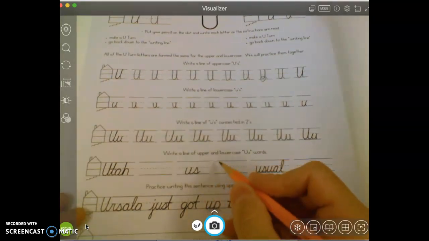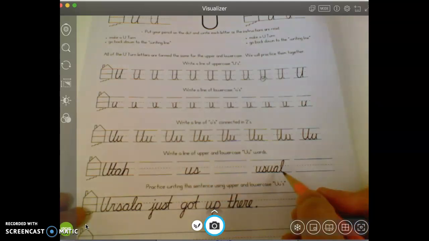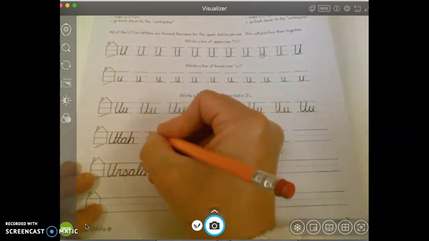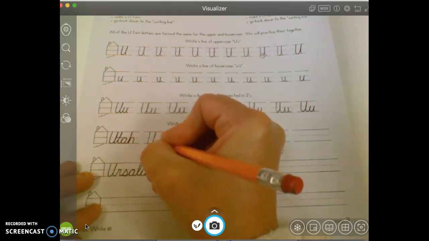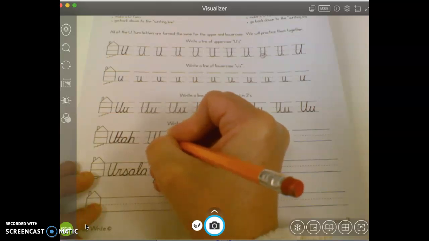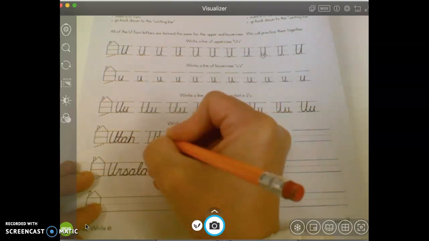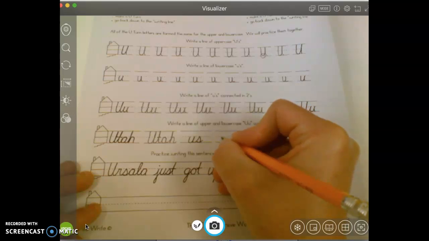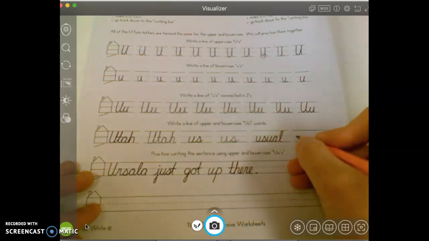Write a line of upper and lowercase u words. So this says Utah, us, and usual. So let's try it. All the way up, U-turn, retrace back down. T goes all the way up, retrace on that line. A, 2 o'clock, and then H, retrace back down. All right, cross your T. Us. U-turn, connect your S.